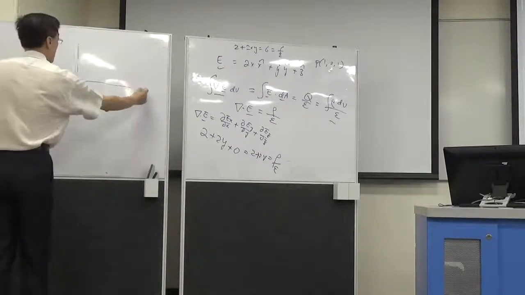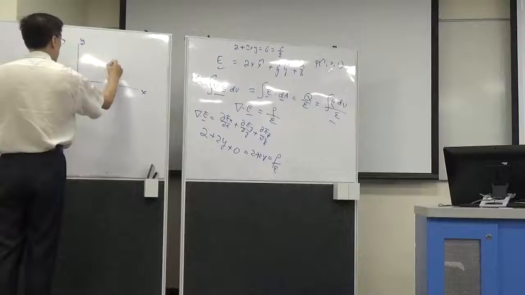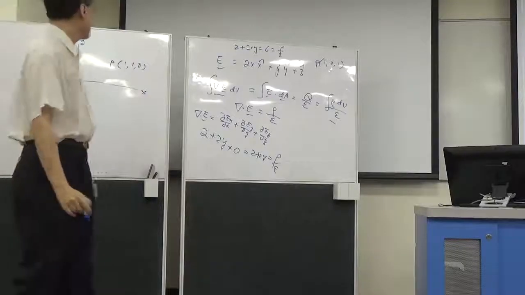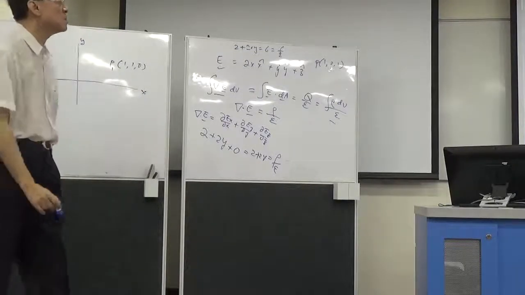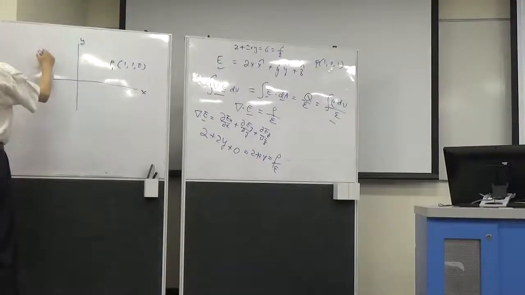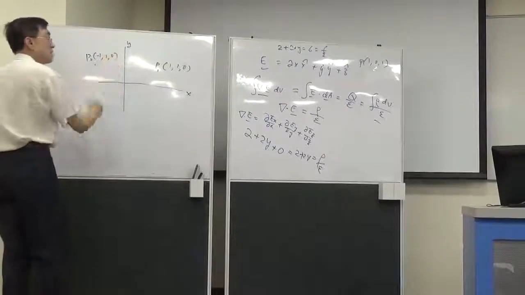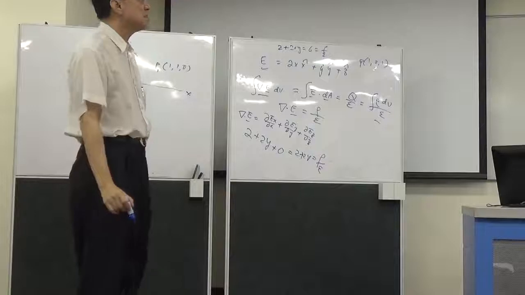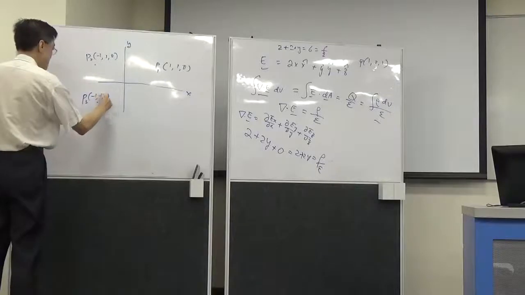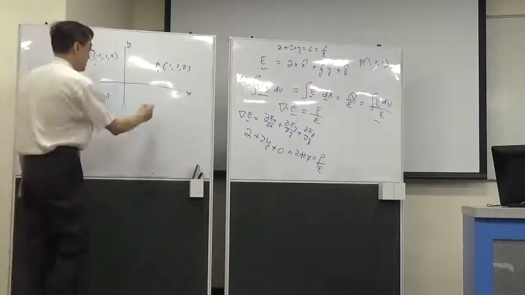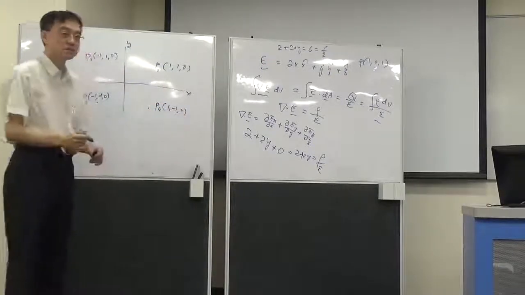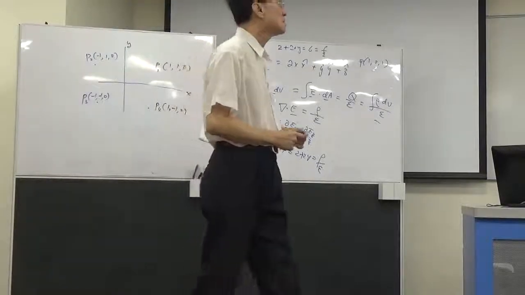P1 is 1, 1, 0. P2 is equal to minus 1, 1, 0, so it's here. P3 is minus 1, minus 1, 0. And P4 is here, 1, minus 1, 0. Okay, so it's actually the four corners of a square.